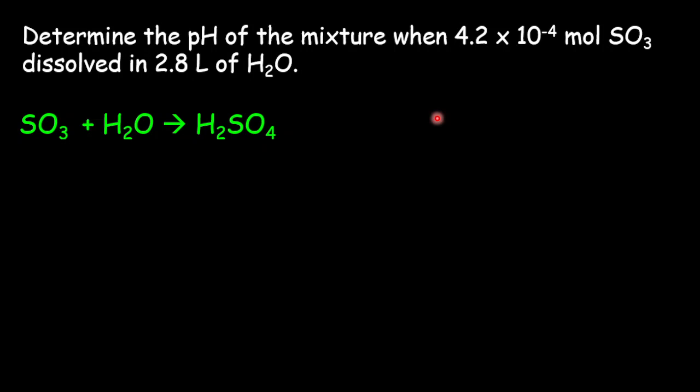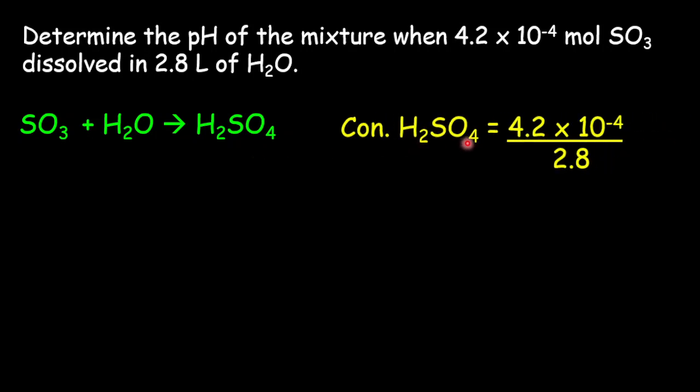Now that we have our equation, we can consider how to calculate our pH. For the pH of the solution, we're going to use the H2SO4 because that is the final product, the result of the mixture. The first thing we can find is our concentration of H2SO4. We divide the moles by the volume, and dividing the moles by the volume gives you your molarity. So we should get 1.5 times 10 to the minus 4 molarity as the concentration of H2SO4.